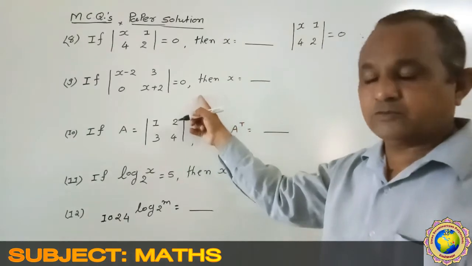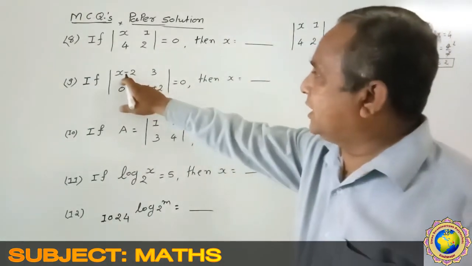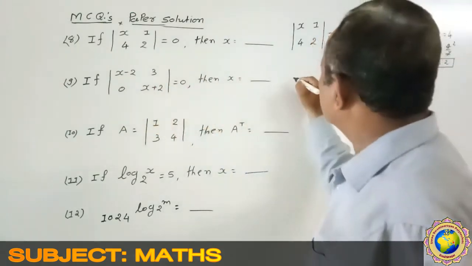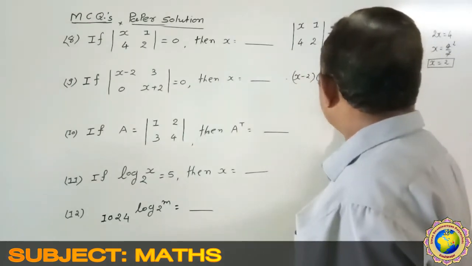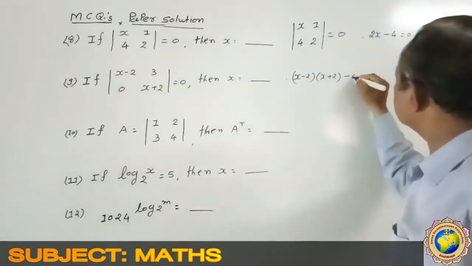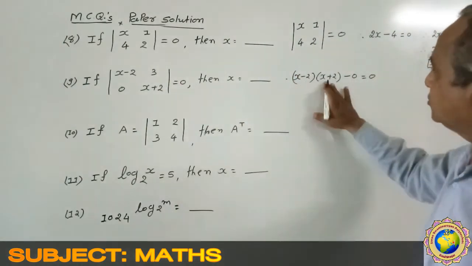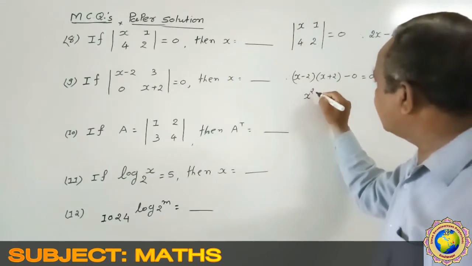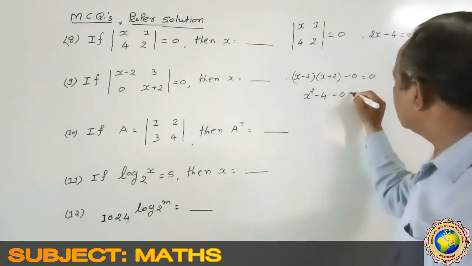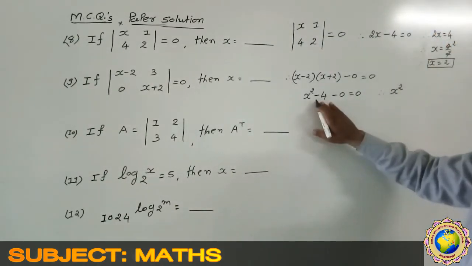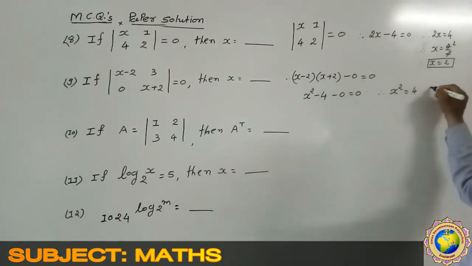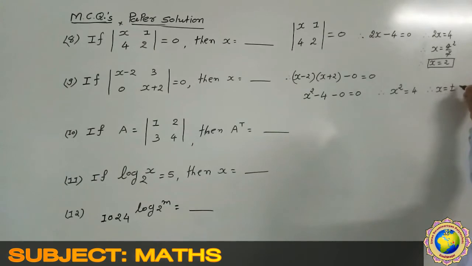Similarly, example MCQ 9, so here x minus 2 multiplied by x plus 2, minus 0 multiplied by 3, that is 0, equal to 0. x minus 2 multiplied by x plus 2, then x square minus 4 minus 0 is equal to 0. Then x square minus 4 is equal to 0. Then x square is equal to 4. So x is equal to plus or minus 2. That is your answer.